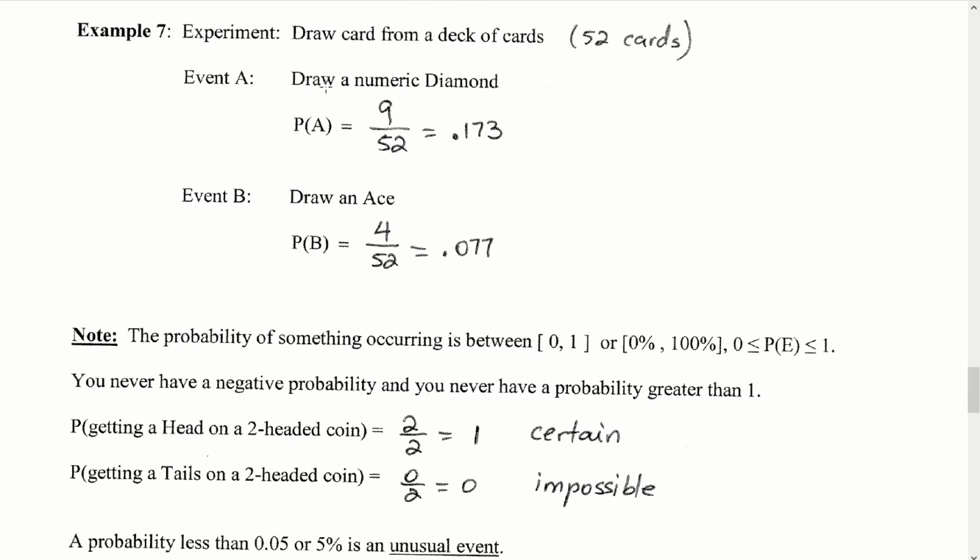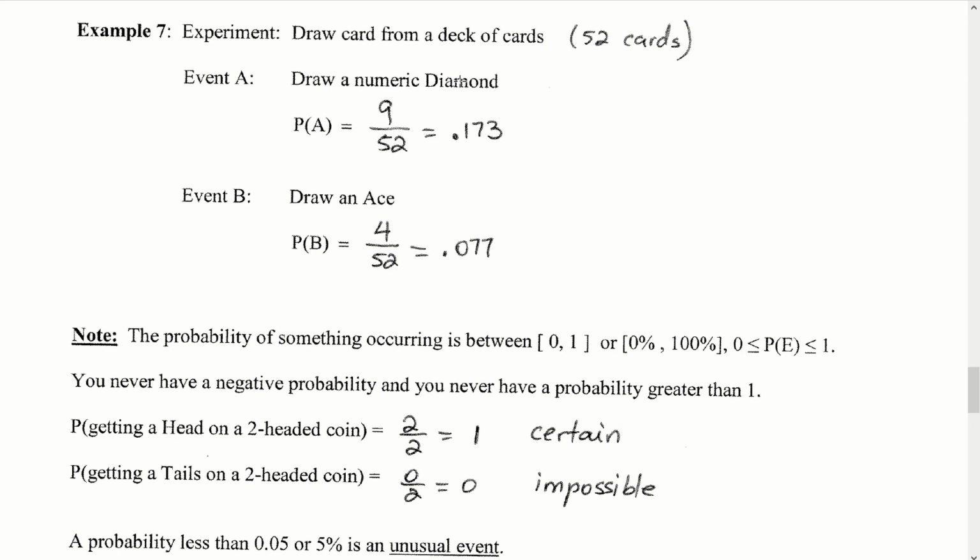Take a look at example 7. Suppose we have our standard deck of cards. The probability that we draw a numeric diamond. So in the deck, there's 13 diamond cards altogether. So the deck is split up. You have half red, half black. That's 26 and 26. And then each color is further subdivided into 2 suits. The 2 red suits are diamonds and hearts. The 2 black suits are spades and clubs. And there's half of 26, or 13, for each suit.